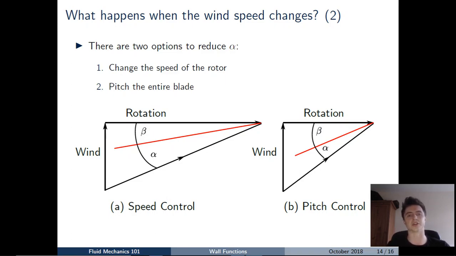Now, the other option is that rather than spinning the rotor faster, which we may not always be able to do, what we do is we pitch the entire blade. So we take that entire blade and we have a motor at the root, and what we do is we pitch the entire blade. And what that will do is that will increase beta. As you can see from the diagram on the right, we've increased beta along the entire blade. So even though our flow angle has increased, we've increased beta along the entire blade by pitching the blade, and what that means is that our angle of attack alpha is reduced, and so we can avoid stalling our wind turbine rotor using that method.